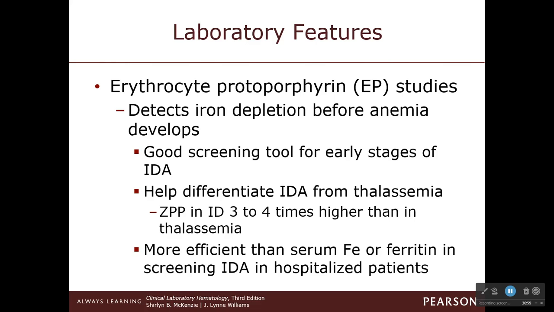So you wouldn't want to test for lead poisoning using the same test that's affected by IDA. Because if they've got IDA and thalassemia, the test is also going to be elevated in it. And so it wouldn't be a good screening tool for lead poisoning. We're going to talk about that in just a second, but throwing that out there, okay? So the ZPP in iron deficiency is 3 to 4 times higher than in thalassemia.